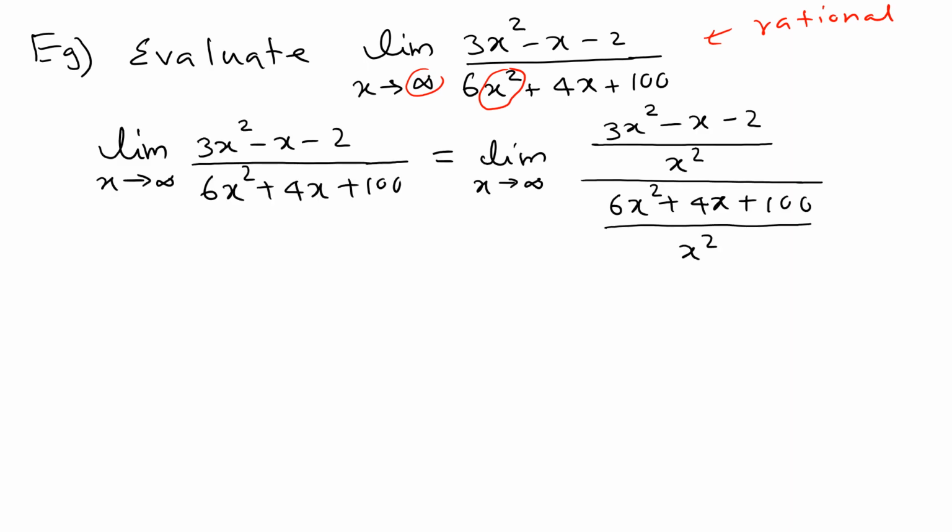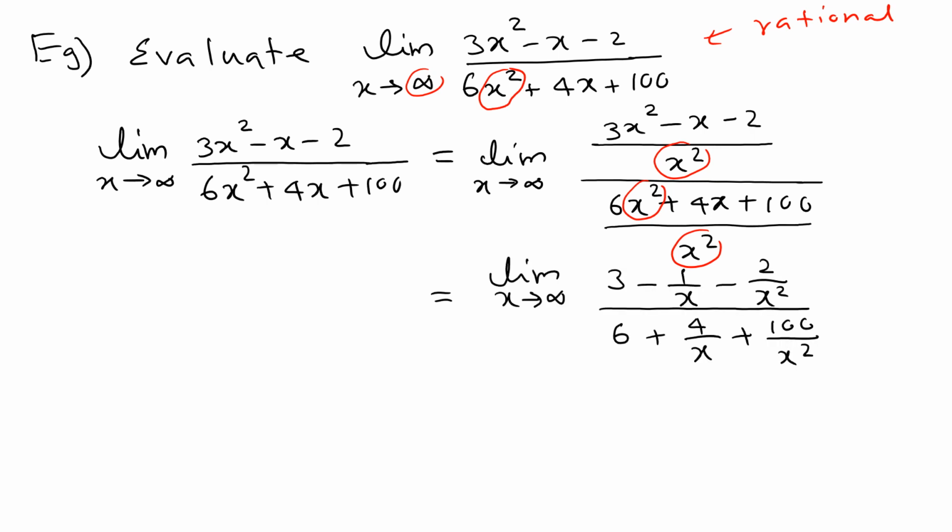The largest power in the denominator is x squared, so we divide the top and bottom by x squared. We divide each term by x squared. So we get 3 minus 1 over x minus 2 over x squared, divided by 6 plus 4 over x plus 10 over x squared.